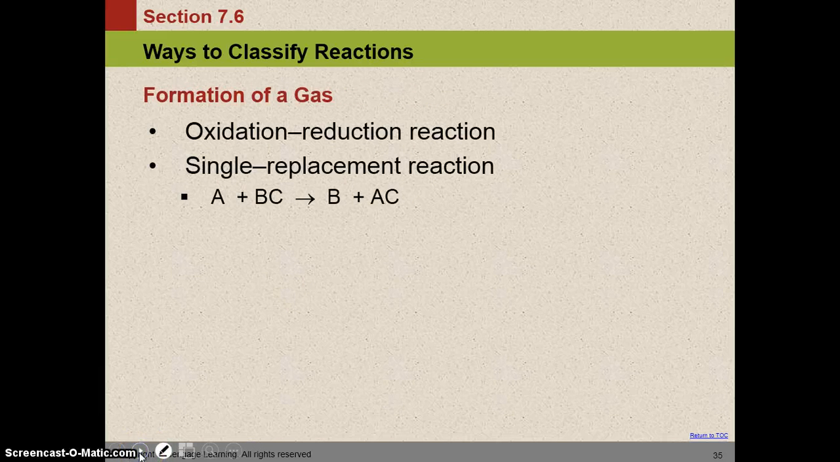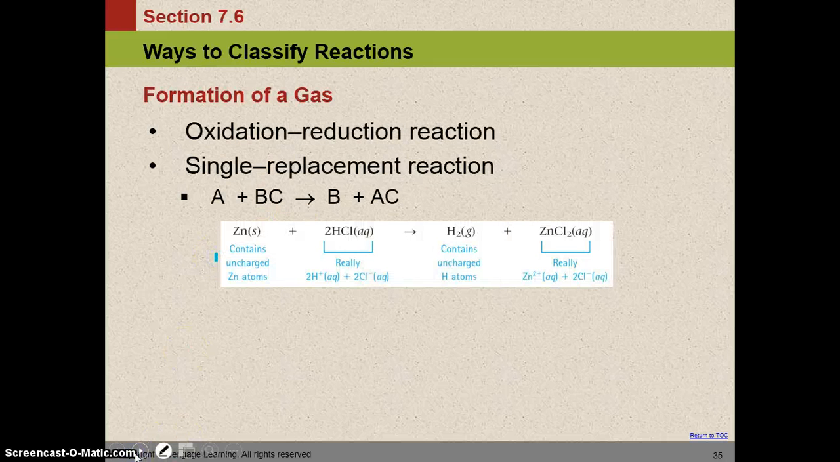Another type of redox reaction is called formation of a gas, and it's also an example of a single replacement reaction most times as well. Here's an example of that. We have zinc solid, which is uncharged. We have hydrochloric acid that's aqueous, and we know that that's really broken up into its ions. And it forms hydrogen gas and zinc chloride, or ZnCl2, and that's aqueous. So it forms this gas.